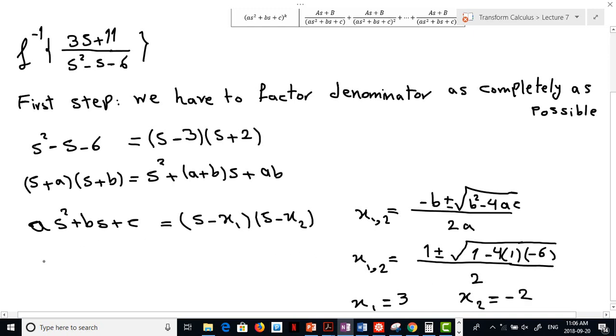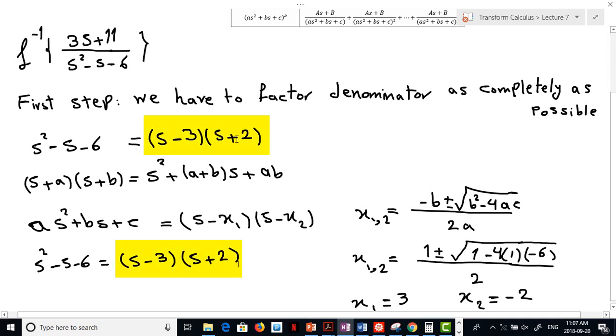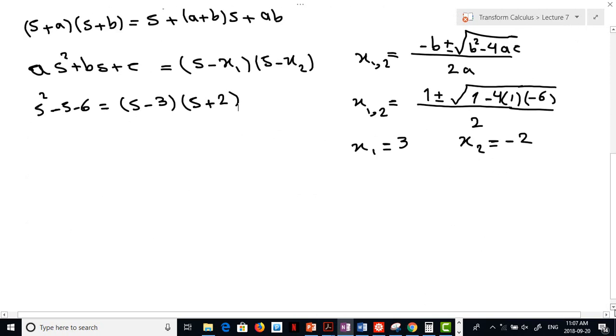So for our example, s squared minus s minus 6, we have s minus x1, which is 3, and s minus x2, which is minus 2. Minus times minus is plus 2. So we end up with the same result that we have. So the first step in partial fraction decomposition is to factor the denominator as much as possible.